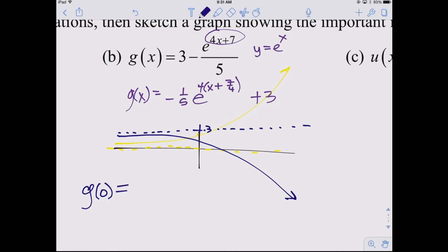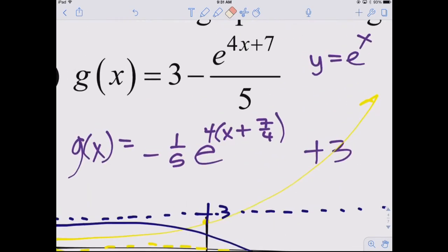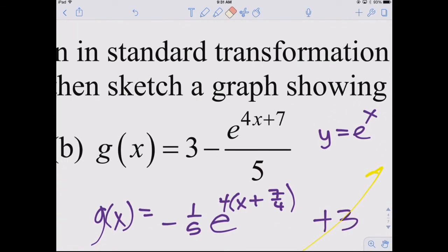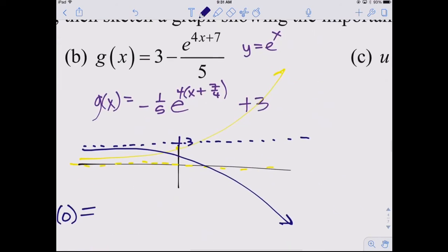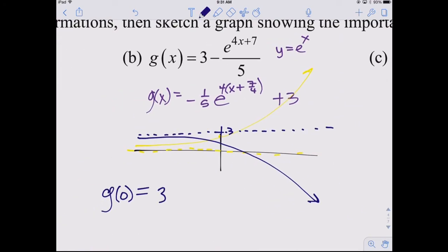The easier one, the bottom one. I like the top one, really. But you plug it into the bottom one. I'm going to plug it in the top one. We should get the same answer. Yeah. So if I plug into the top one here, 4 times 0 is 0. So I get e to the 7th. And that's about all I can get, right? I can get 3 minus e to the 7th over 5. And all I got to know is if that's a positive or a negative number.